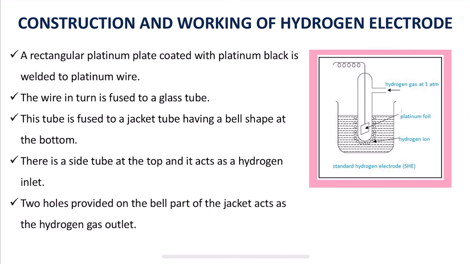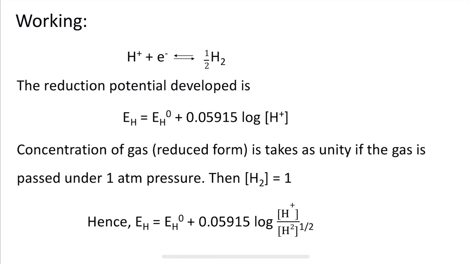When this electrode functions as a reduction electrode, the equilibrium reaction taking place is represented this way: H plus plus e minus, a reversible equilibrium reaction, gives half H2 molecule. The reduction potential developed can be expressed as EH equals EH naught plus 0.05915 log of the concentration of H plus.